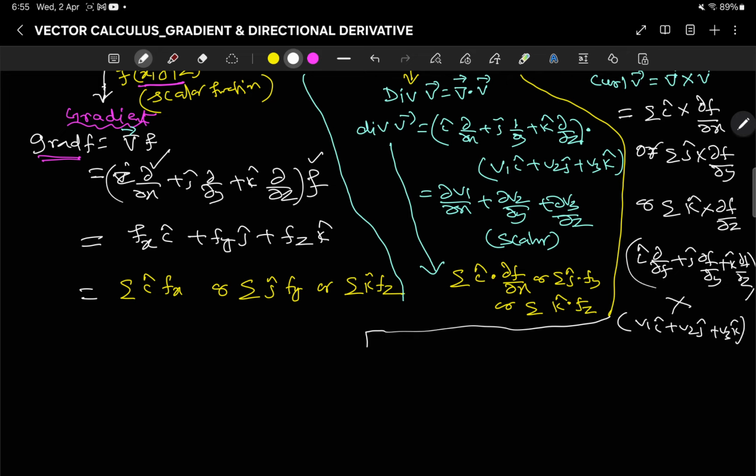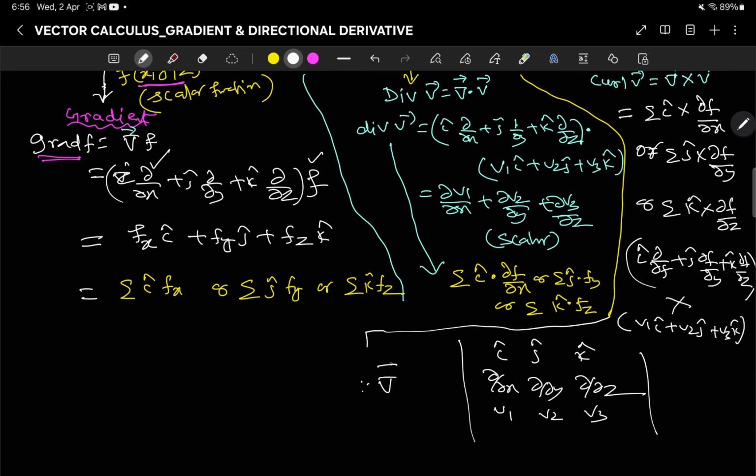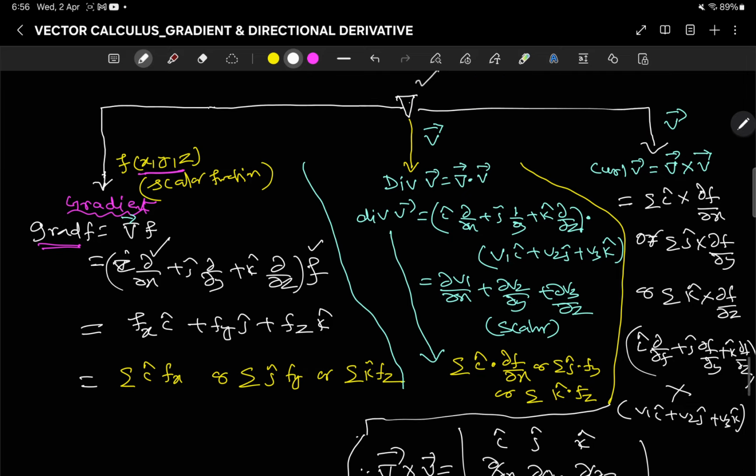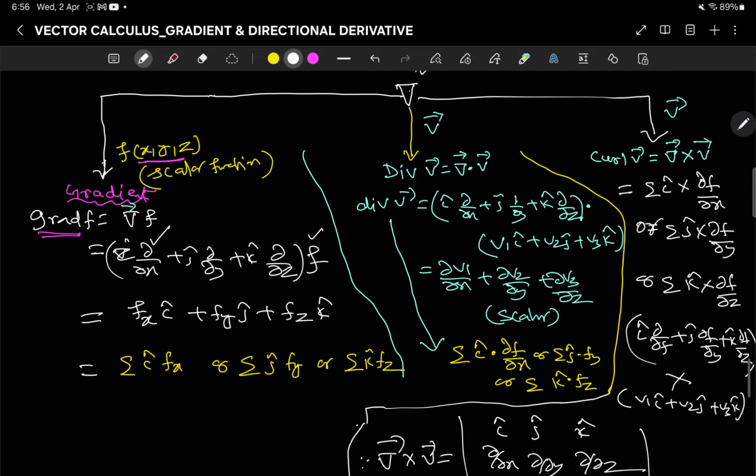It will give you the cross product of two vectors. It is the determinant with rows i j k, del by del x, del by del y, del by del z, and v1 v2 v3. So therefore your curl v will be this much. The details we will discuss in the subsequent lectures. For divergence and curl we will discuss in the subsequent lectures, but here we will concentrate on the gradient.